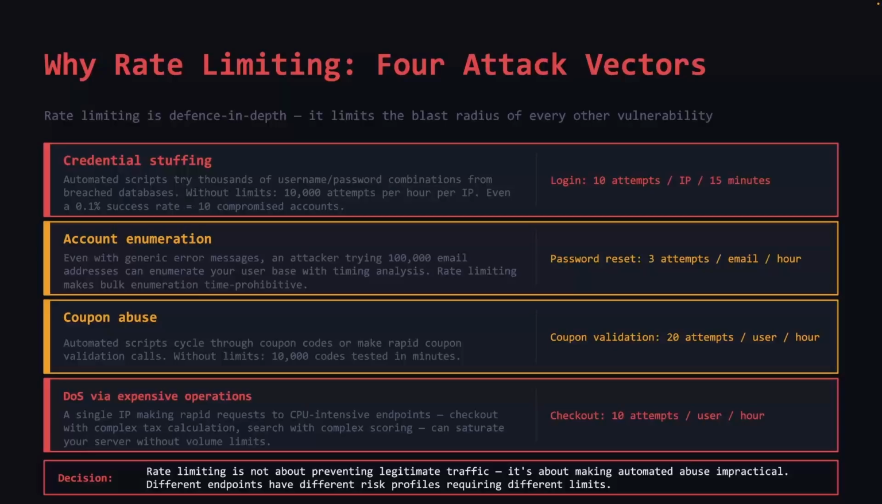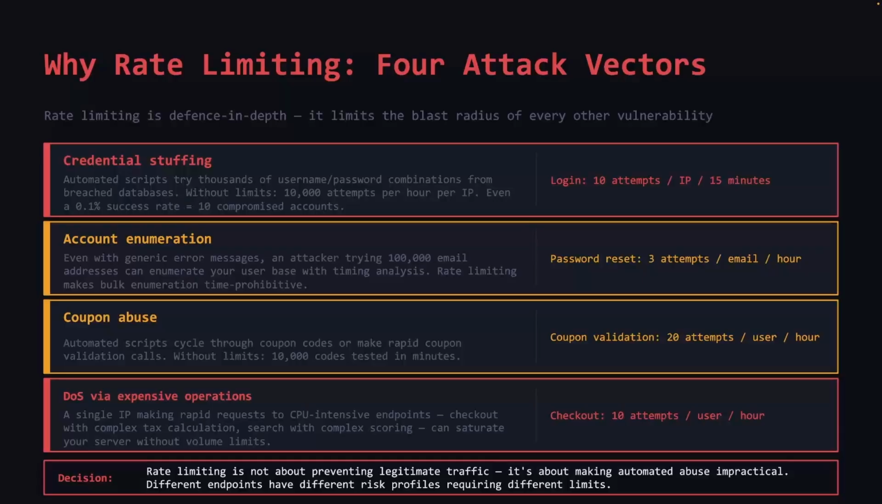Account enumeration. Even with generic error messages, bulk enumeration via timing analysis remains feasible at high request rates. Rate limiting makes bulk enumeration time prohibitive. My limit, 3 password reset attempts per email address per hour. Coupon abuse. An automated script cycling through coupon codes can test 10,000 codes in minutes without limits. My limit, 20 coupon validation attempts per hour per user.